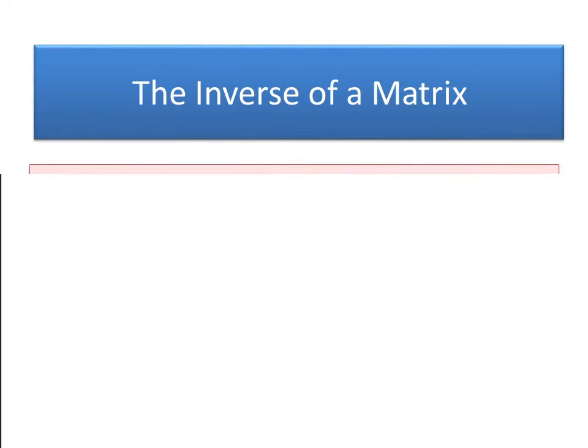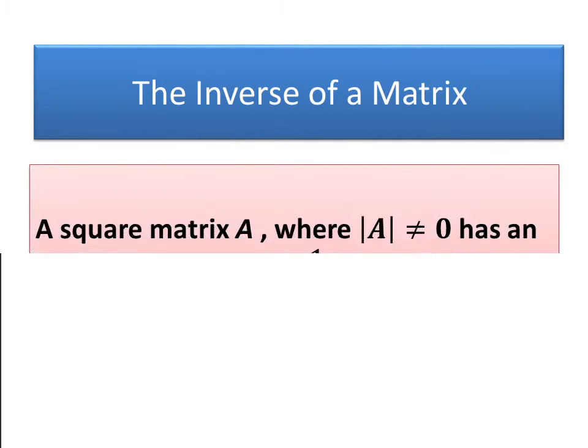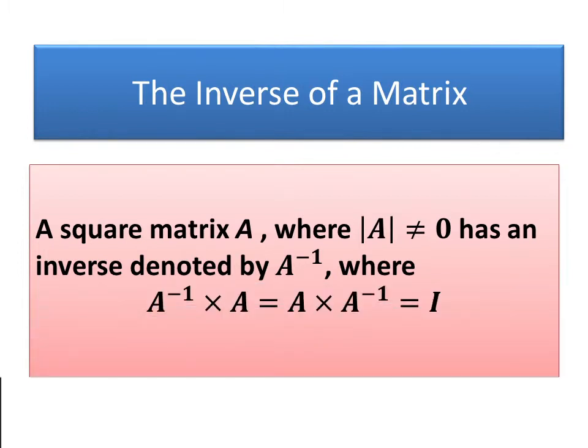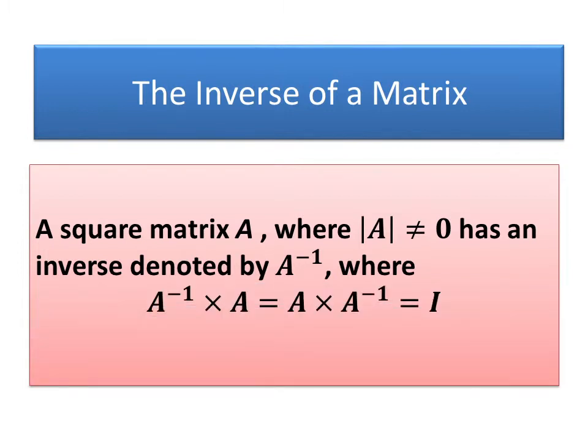Now we move to define the inverse of a matrix. A square matrix A will have an inverse, a multiplicative inverse, if the determinant of A is not 0. And we denote the inverse of the square matrix A by A minus 1. This inverse matrix will satisfy the property that when I multiply it from the left or from the right by the matrix A, I get the identity element.